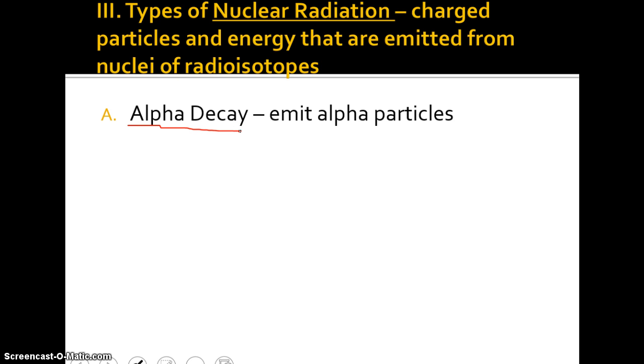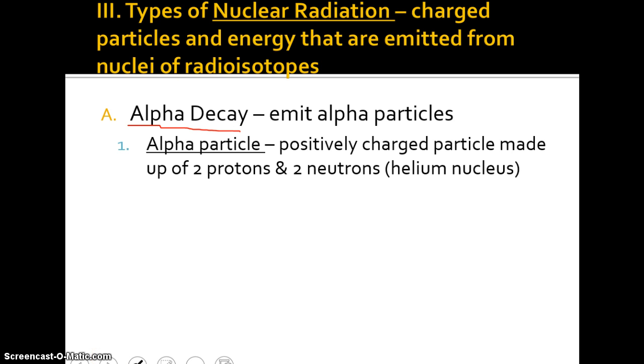That emits alpha particles. An alpha particle is a positively charged particle made up of 2 protons and 2 neutrons. So it's a helium nucleus because it has 2 protons. The symbol is 4 2 He. You need to make sure you know that.